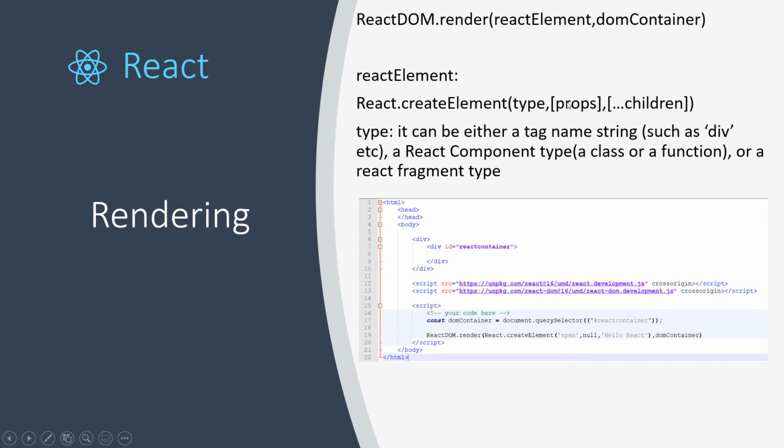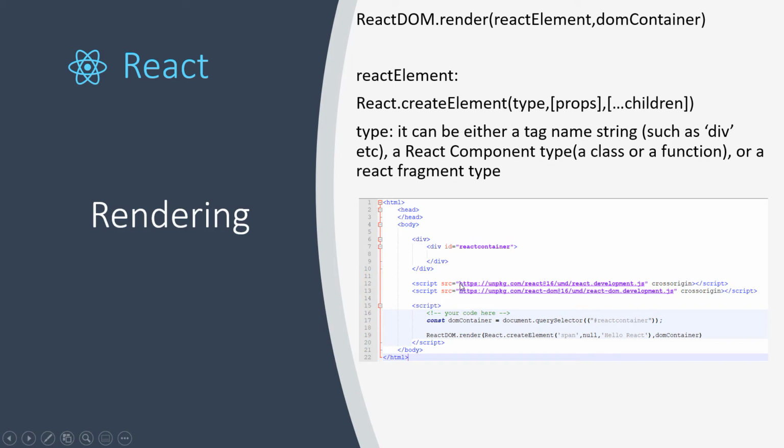In the second argument, we can pass some properties for that React type. And in the third argument, if there is any inner child available, we can pass it. For example, if we are going to use the span HTML tag, then the text for the span will act as the inner child.